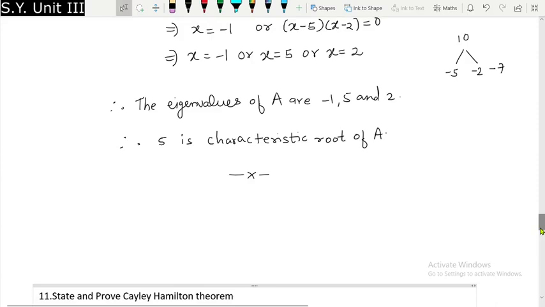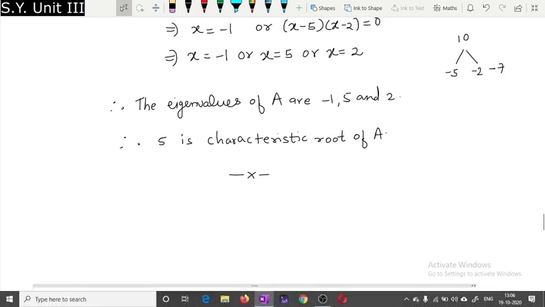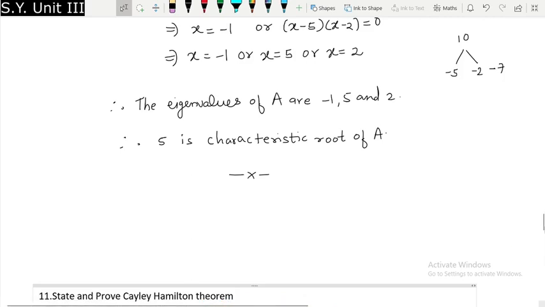Hello my dear students, today we are going to discuss a very important theorem from linear algebra, that is the Cayley-Hamilton theorem. Cayley was a well-known scientist who came up with this theorem, and the theorem is really interesting. The theorem states that every square matrix satisfies its own characteristic equation.